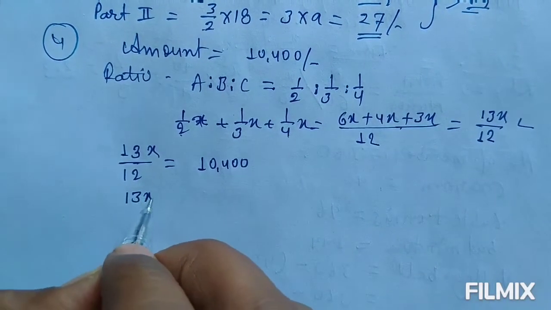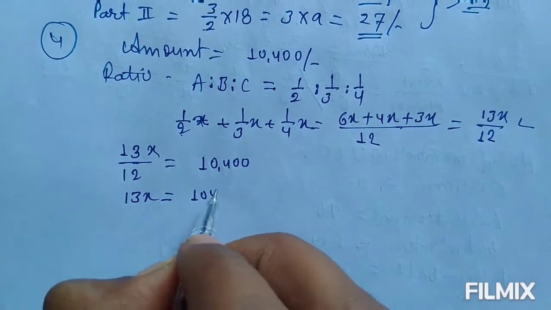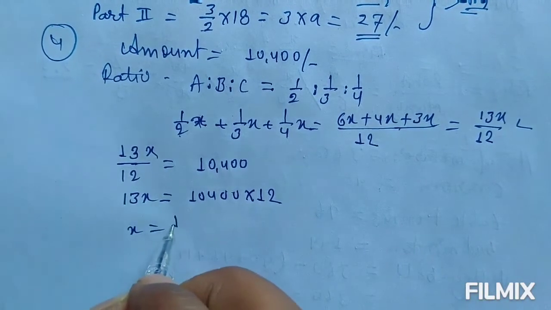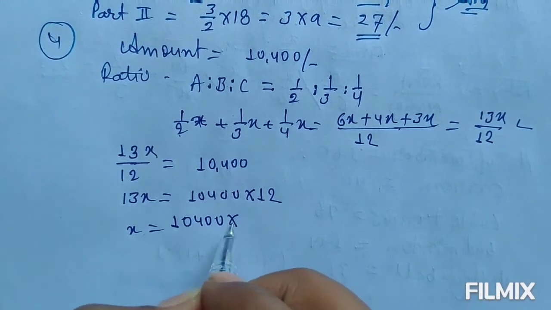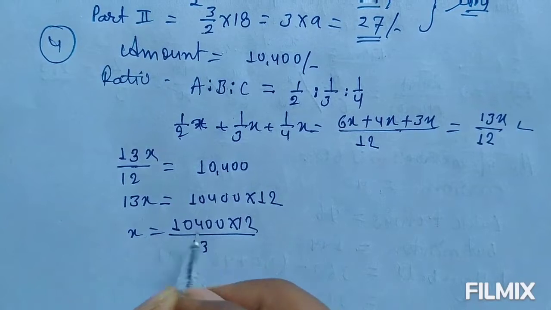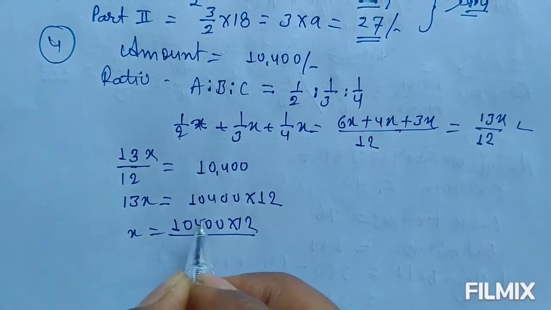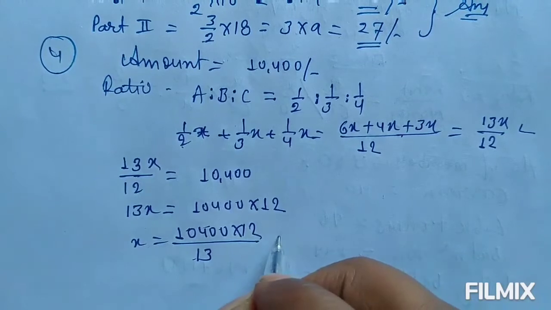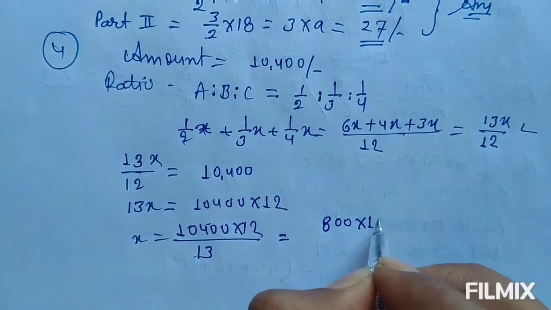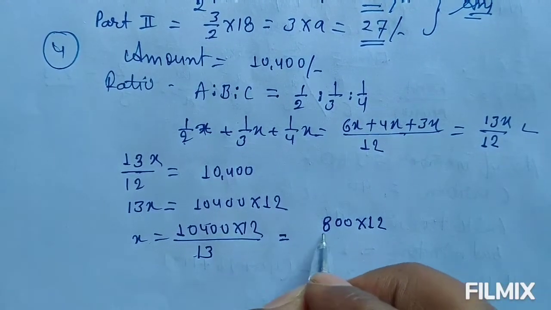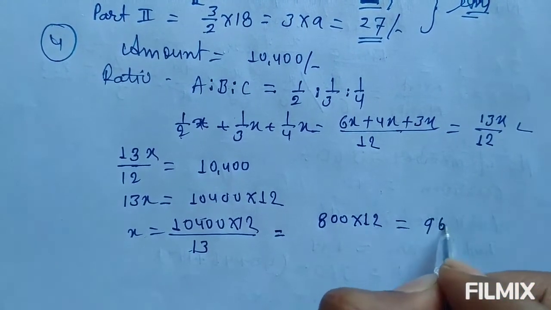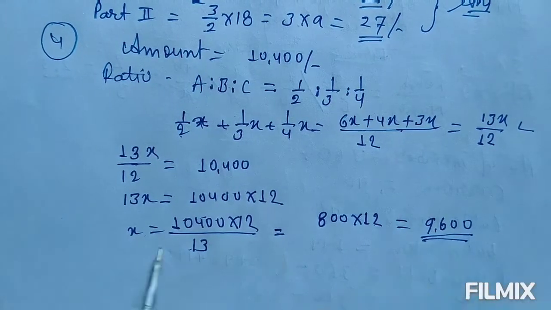So 13x equals 10,400 multiplied by 12, then x equals 10,400 multiplied by 12 upon 13. 13 eights are 104, so 104 and 00, means 13 eights are 10,400 and the value is 800 into 12. Now 12 eights are 96, so 9,600 is the value of x.